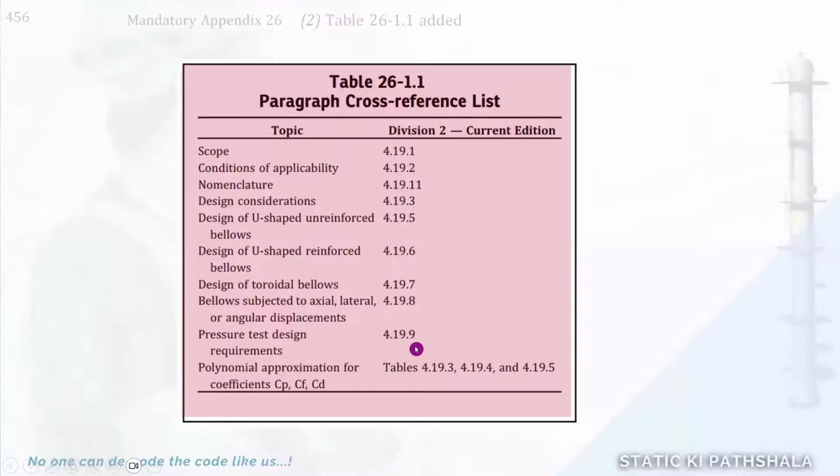What does that tell us? That for the scope you have to refer to 4.19.1. So at multiple locations, you can see now the division 2 references have come. So can we say that they are slowly eliminating things from division 1 and directly referring to division 2? So maybe in the very near future, we can see that division 2 could be the reality.